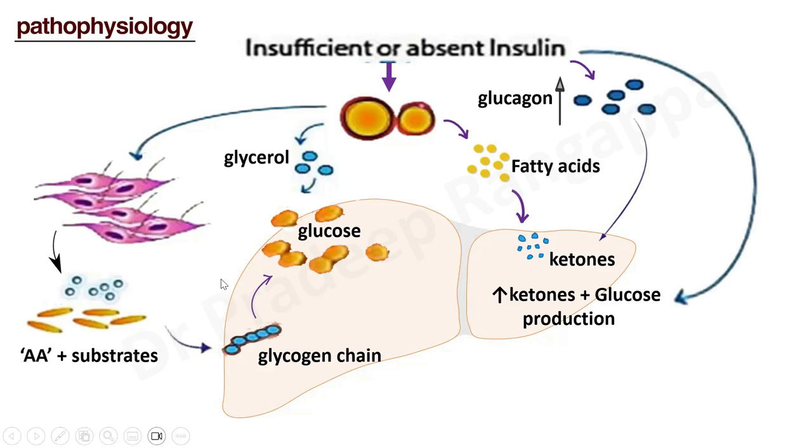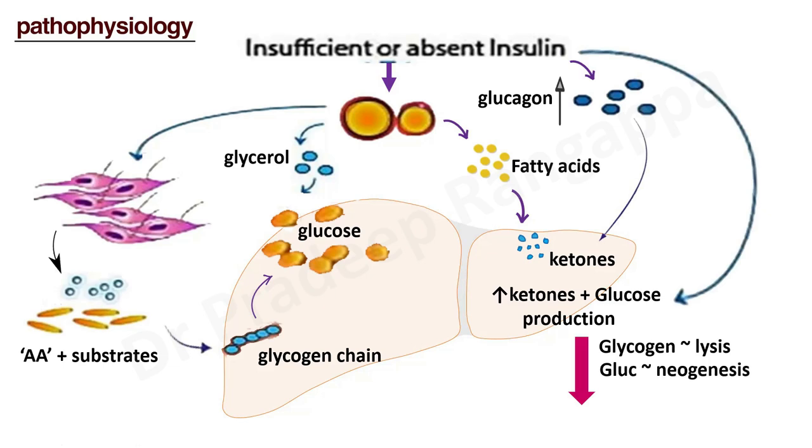All in all, there are three basic things that lead to an increase in glucose. You would have heard this from your MBBS days. There is glycogenolysis, glycogen getting broken down and converting into glucose. Then there is gluconeogenesis, excess production of glucose, and there is ketogenesis. These three form the quintessence of what really happens in diabetic ketoacidosis.